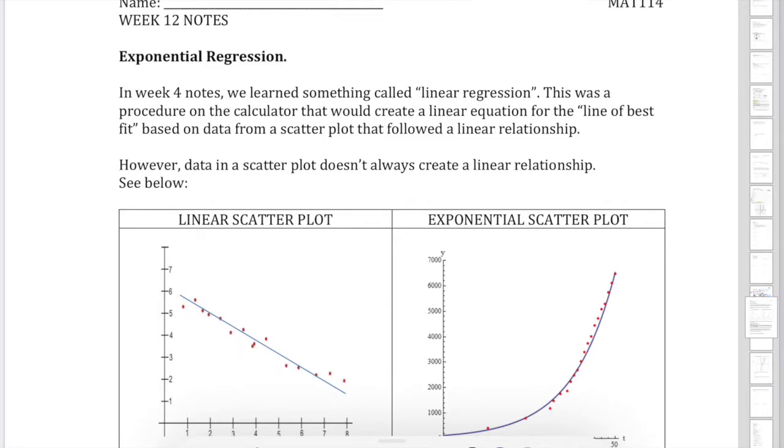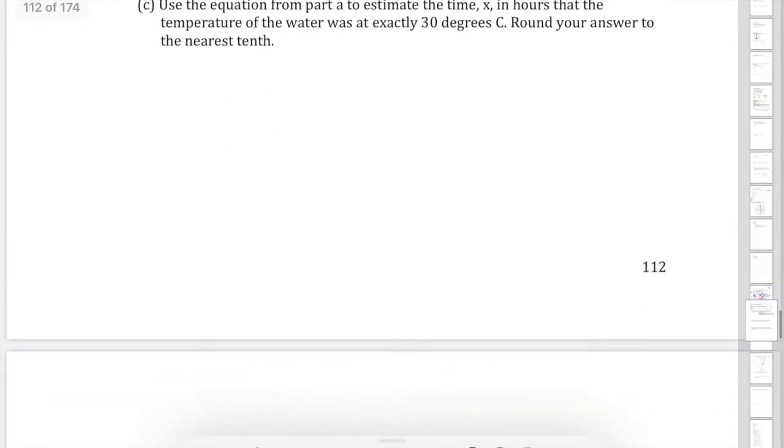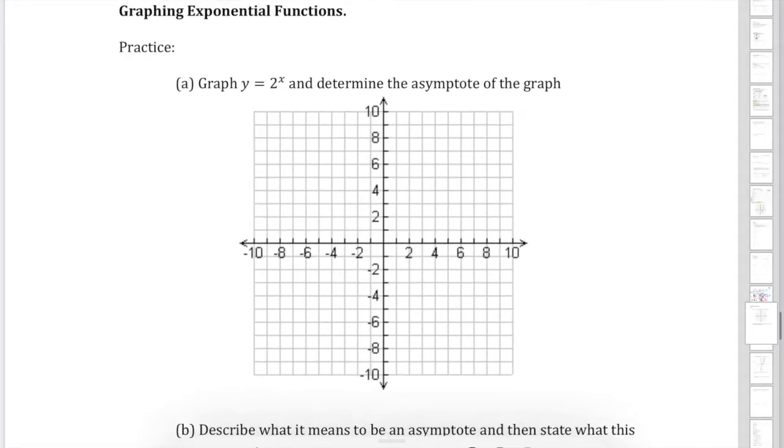Hi everyone, we're going to be working on the week 12 notes in this video today. So what I'm actually going to do is do it a little bit out of order. So please flip to page 113, the last page of the week 12 notes. We're going to start with the graph of an exponential function, and then I'm going to work you backwards to where we start, where the first page of the notes is.